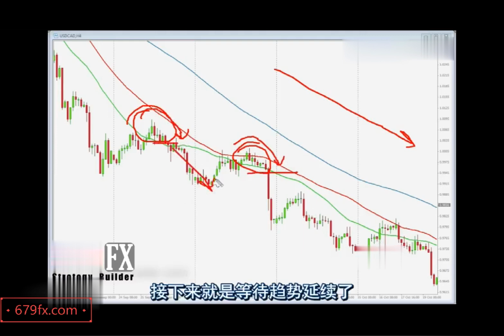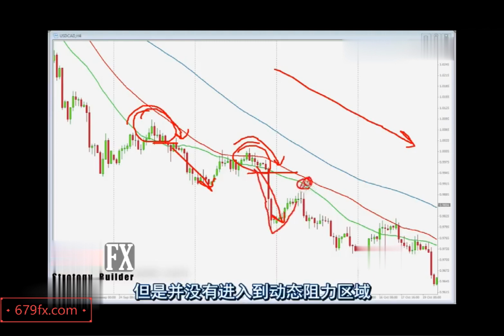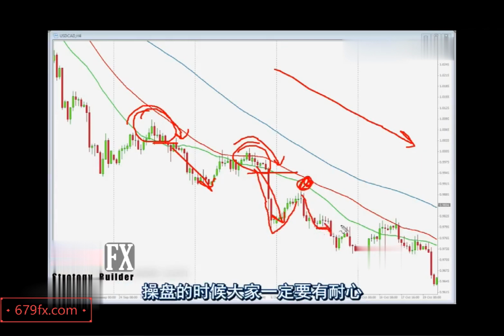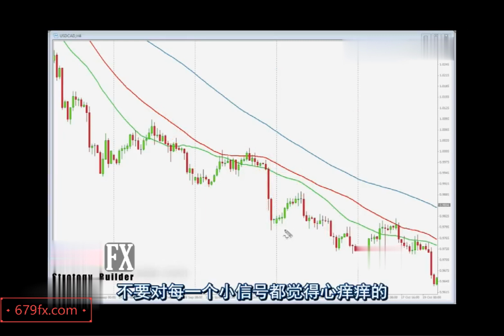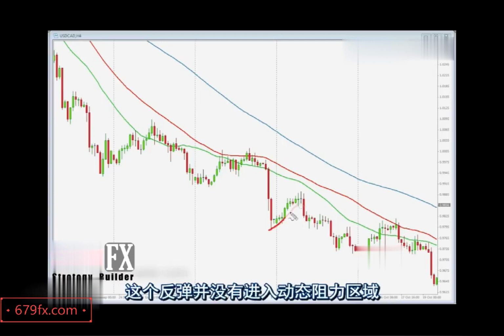And then you write it down. For example, here we got a pullback, but we didn't reach the dynamic area of resistance, did we? Then this would not have been a good entry. Patience is important when it comes to trading, guys. You're not supposed to trade every single setup you see in front of your charts. You've got to wait until all the right conditions actually apply. In this pullback, we did not get quite to the dynamic area of resistance, did we?